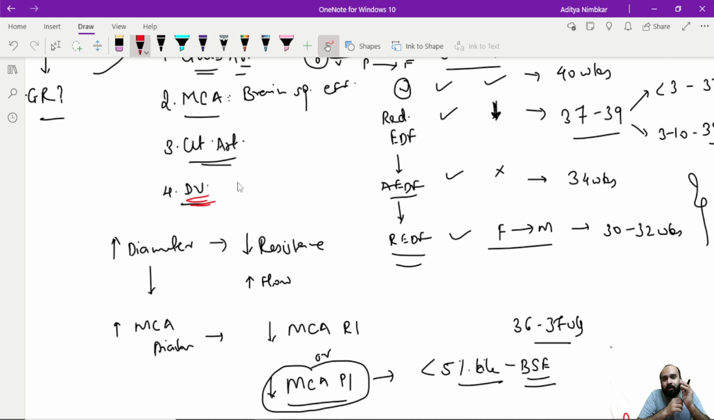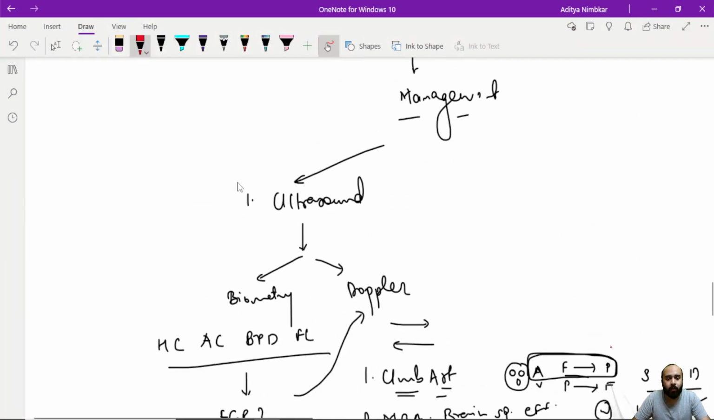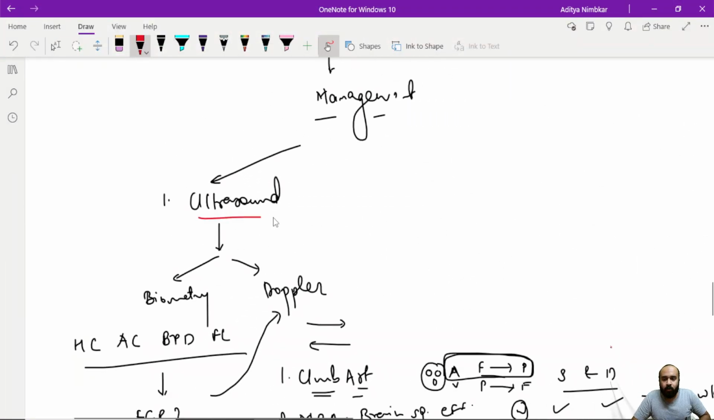You have to immediately terminate and you do not wait for steroid cover. So ductus venosus will guide you whether you can wait for completion of corticosteroid cover or you have to terminate immediately at that moment itself. So this was your first very important marker that you can use for diagnosing and managing fetal growth restriction.